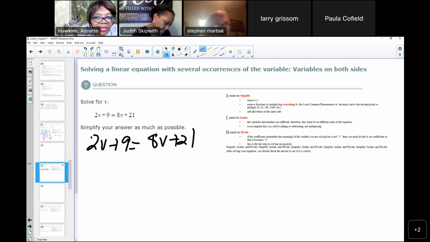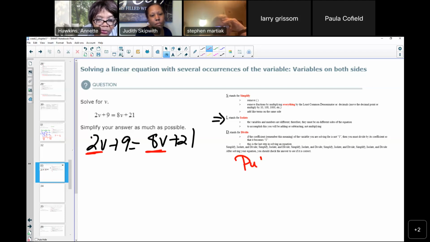All right, so now I need to begin to isolate, okay? I need to get the variables on one side, and then I need to get the numbers on the other. So let's focus on the variables first. As I look at this problem, I have a variable on the left, and I have a variable on the right, okay? So to keep this simple, we're going to put the variables on the left, and I'll tell you a little trick later. Put variables on left.